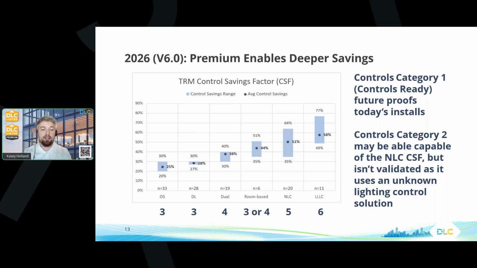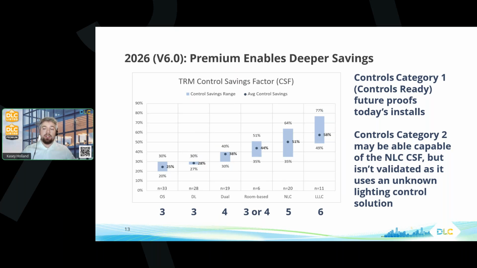So maybe some questions that you're asking yourself here are, okay, we see controls category 3 through 6 map to these control savings factors, but we're not really seeing controls category 1 or controls category 2, and those are DLC premium eligible. So I wanted to point that out and make sure you understand DLC premium does open the door up for controls category 1, even though it may not be capable right out of the box of realizing these deeper energy savings, but it is ready, right? It's essentially that first step in making sure that you're future-proofing the installed product base so that it's capable of realizing these controls capabilities in the future and actually getting those additional savings down the road if you're able to get the end user to actually put something into that receptacle or to work it with a network lighting controller.